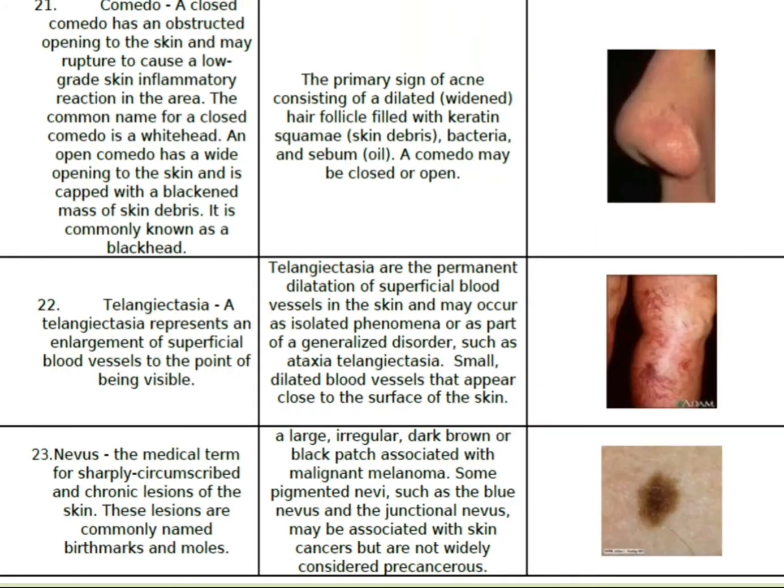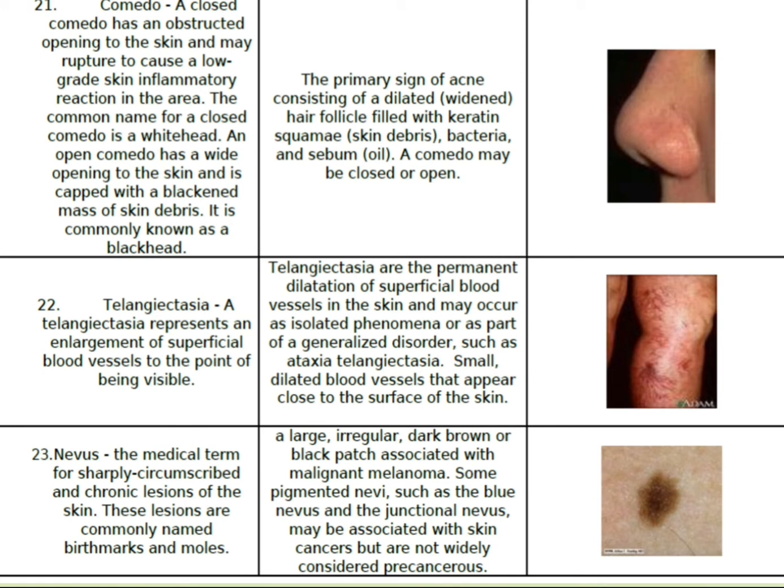21. Comedo. A closed comedo is an obstructed opening to the skin and may rupture to cause a low-grade skin inflammatory reaction in the area. The common name for a closed comedo is a whitehead. An open comedo has a wide opening to the skin and is capped with a blackened mass of skin debris. It is commonly known as a blackhead. The primary sign of acne consisting of a dilated, widened hair follicle filled with keratin, squamous skin debris, bacteria, and sebum oil. A comedo may be closed or open.